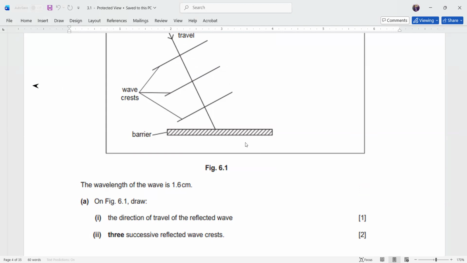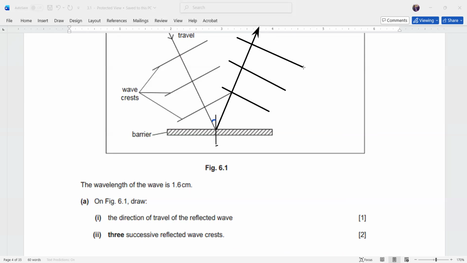How will I draw the direction of the reflected wave? Good. First I should draw a normal. That's right, Hashim. And I will have this angle. Then angle of incidence equals angle of reflection, so I will draw the angle of reflection. So this should be the angle of reflection. Then three waves, and the wavelength should be the same. For example, if this is 1.6 centimeters, this should also be 1.6 centimeters apart, or look the same. So that is what we have to do here in a reflection.